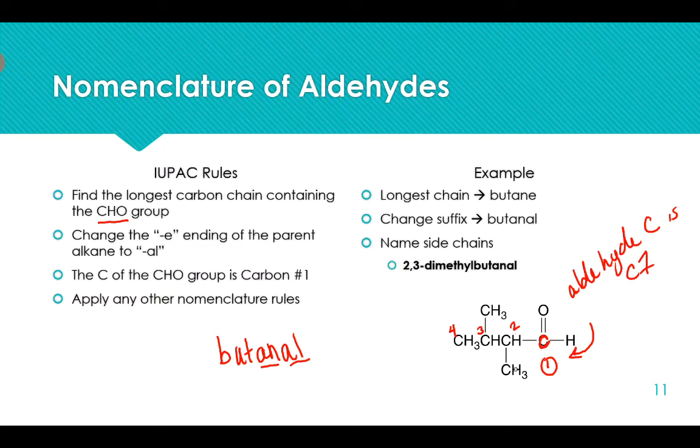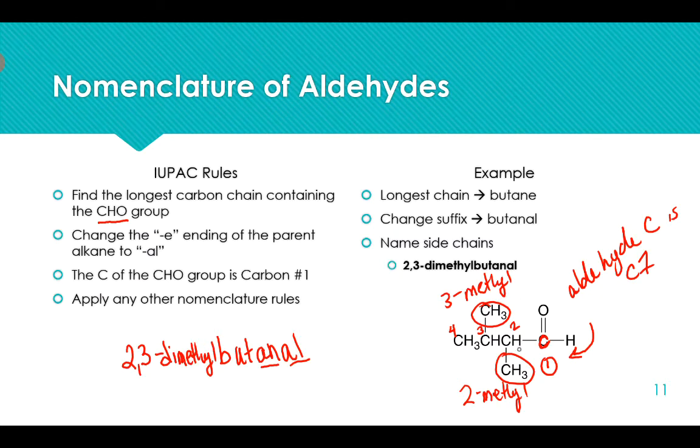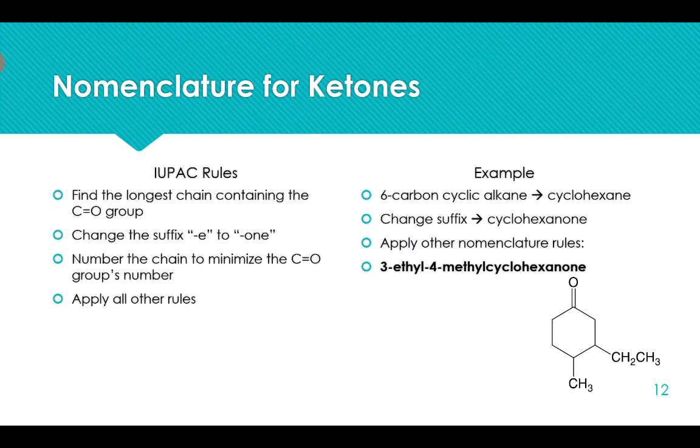Now, let's see. We got this methyl group here. Methyl, methyl. And so that's a 3-methyl. That's a 2-methyl. And so that's 2 methyl groups, and so that's going to be a 2,3-dimethyl. So both of those are substituents on the longest chain. If there were multiple substituents, we would apply our other nomenclature rules like alphabetizing and numbering in the direction that minimizes numbering, all that good stuff.